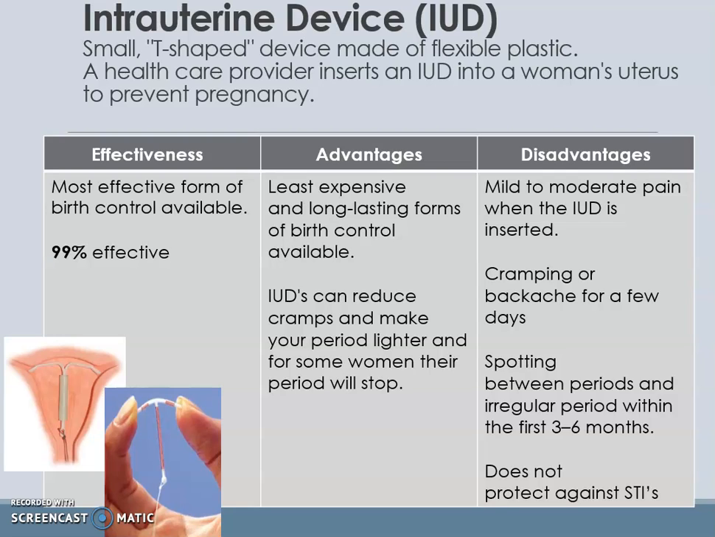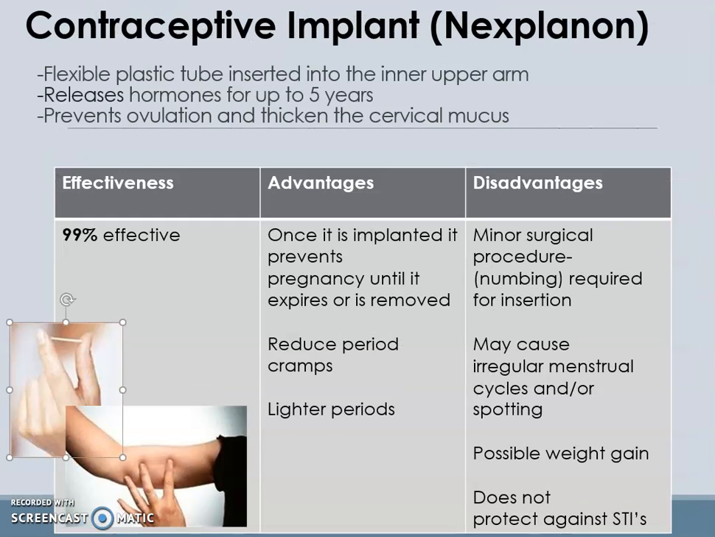The disadvantages are sometimes there's mild to moderate pain when it's inserted. So you do have to go to a doctor and have it inserted into the uterus, and it can't come out either without a doctor. So the doctor will have to go up and get it back out. You can get cramping or backaches for a few days, just like regular cramps, when having the IUD put in, spotting between periods or maybe irregular periods for 3 to 6 months, and it doesn't help at all against protecting against STIs. All right, so the next one is an implant.